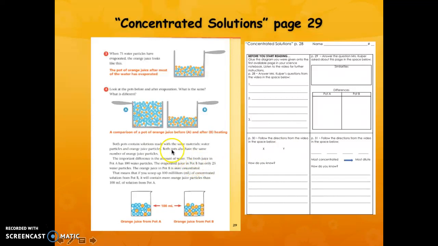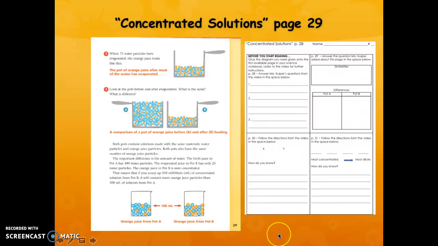All right, so go ahead and read this section and look at what it's showing you about pot A and pot B. So stop the video and do that now, please.